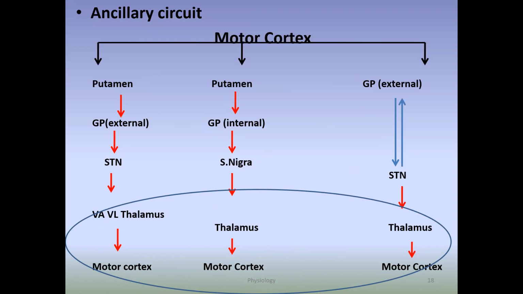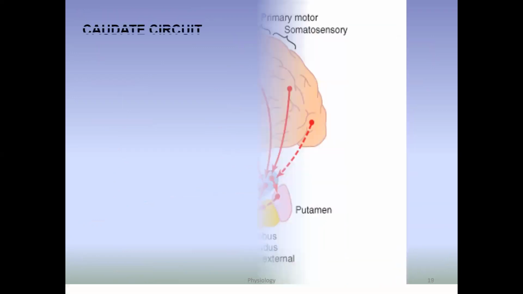Now what do you mean by subconscious execution of learned patterns of movement? That means whenever you learn a particular activity, you require more concentration. For example, in the initial stages of driving you require more concentration, but once you learn that activity, like writing or driving, it happens in the subconscious mind. That is called subconscious execution of learned patterns of movement. There is no requirement of any concentration once you learn that activity. So that is done by this putamen circuit.